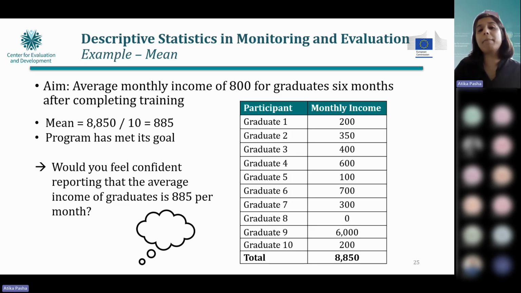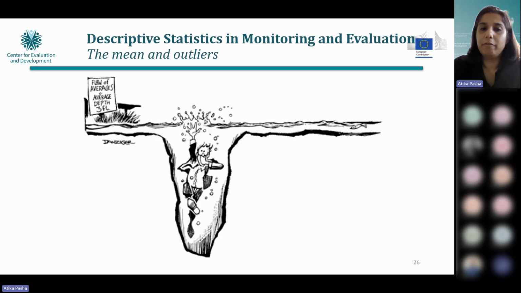What does this mean? The program has met its goal, the 4th specific goal, of having an average monthly income of 800 for the graduates. However, looking at all of the individuals, would we as evaluators or as program implementers be confident in saying that the average income of the individuals here is 800? Again, if you look at this data, that is a little improbable for 2 reasons, and that is the outliers.